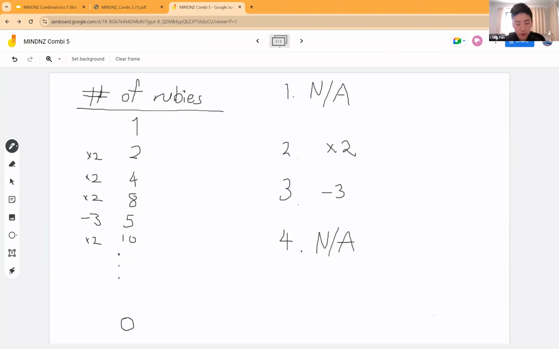Oh, okay, great. So Isabel's got it. I'll give you guys 30 seconds to a minute to think about why this isn't possible. Starting from one and only having these two operations, multiply by two or minus three, why can you never get to zero rubies?